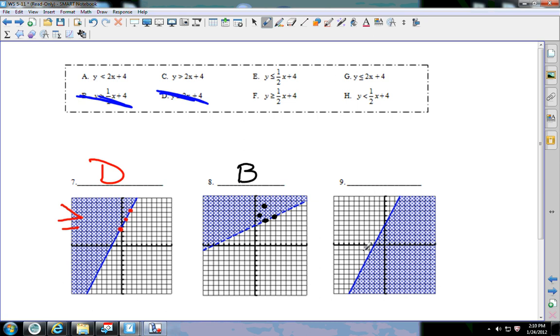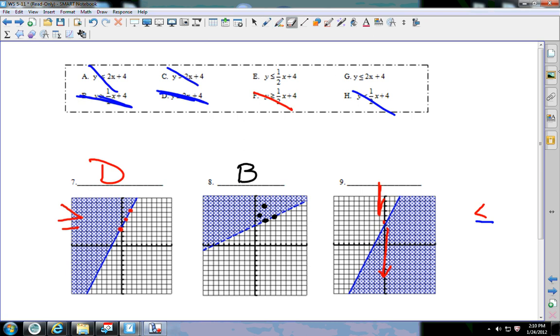Now on this one, it's a solid boundary line. That means I've got the equal to bar underneath it. So that means it can't be this one. Nope. Nope. But it can be one of these. Now, as I look at this line, am I shading above? Nope. Am I going below? Yes, that's less than. So there's a less than, and that's a greater than.